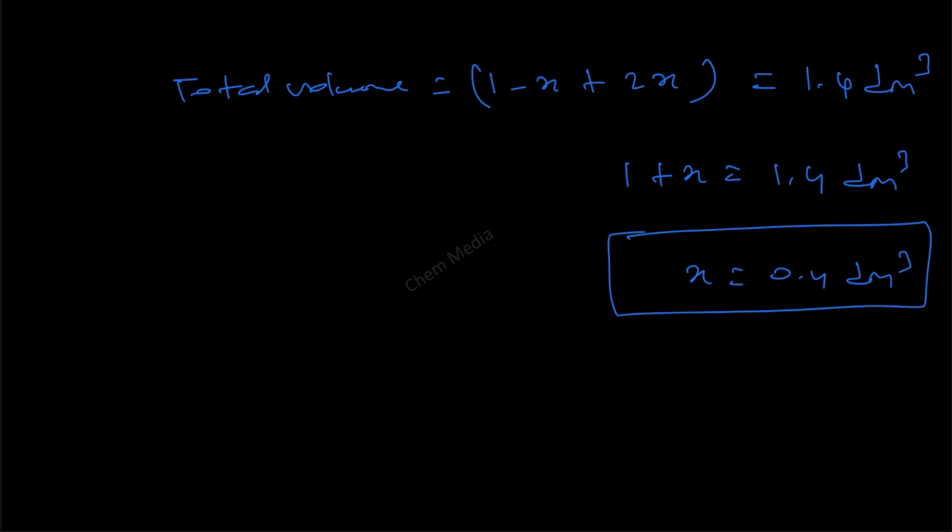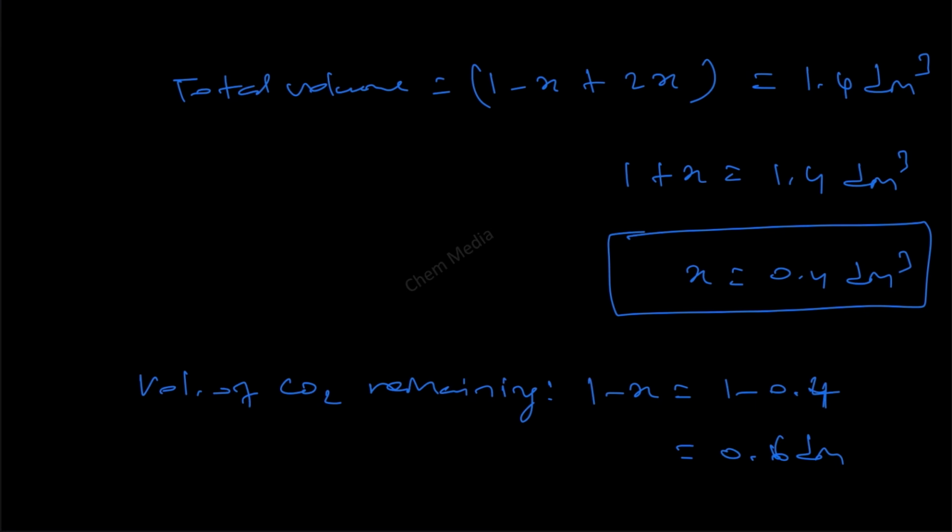Therefore, if we substitute the x value back, then we can get how many moles of CO2 is there and how many moles of CO is there. Volume of CO2 remaining is 1 minus x, and therefore this is equal to 1 minus 0.4, so therefore 0.6 decimeter cube. This is for CO2.